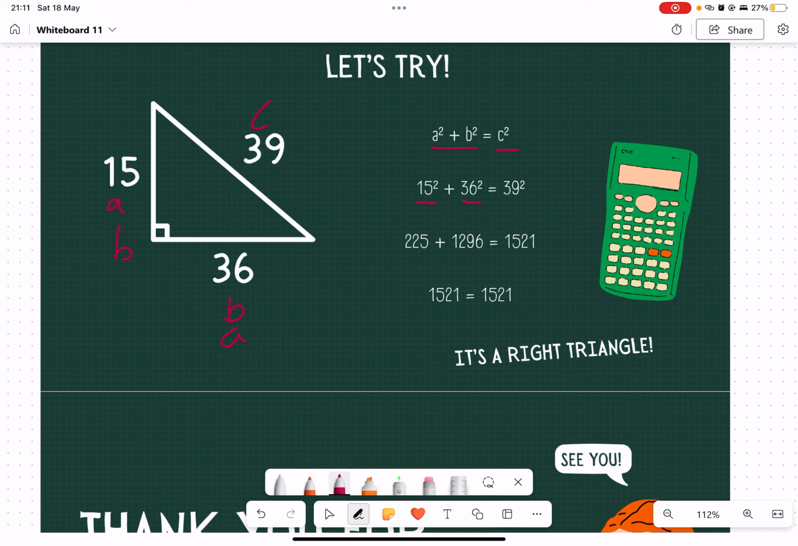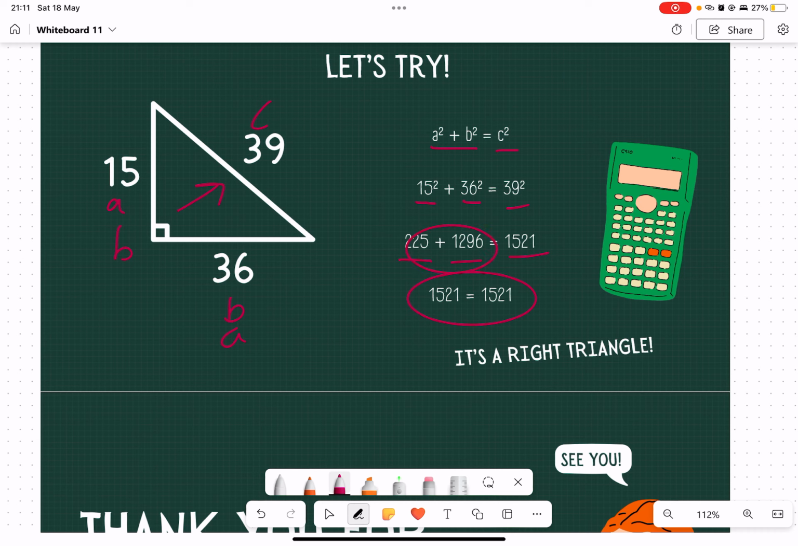Sharp. And then B is 36. We can see that the hypotenuse is 39. 15 squared becomes 225. 36 squared becomes 1296. 39 squared becomes 1521. And we get the same answer when we add this on both sides.